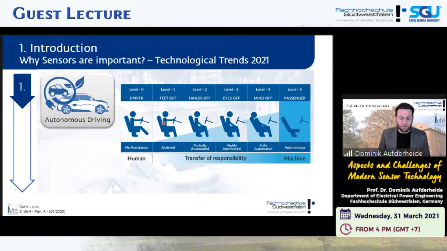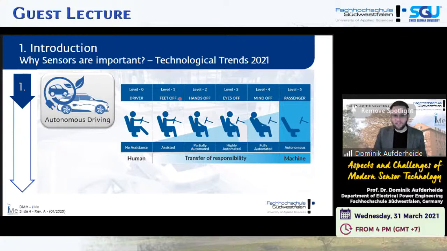And in order to define the level of autonomy, they defined six different levels. Level zero is usually the level we are currently using in most of our cars, which means that we have no assistant at all. I don't need to explain, we all know that. And then level one means assisted, and you see that they define these different levels by the kind of interaction which will no longer be necessary by the human.